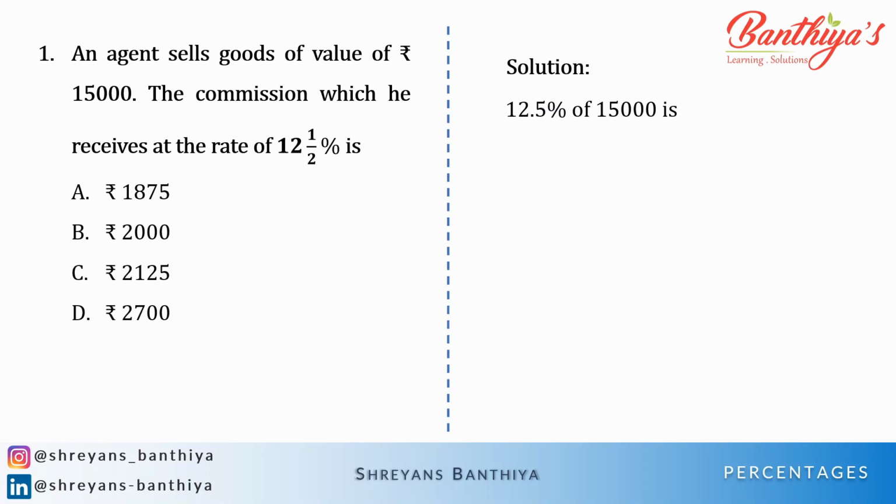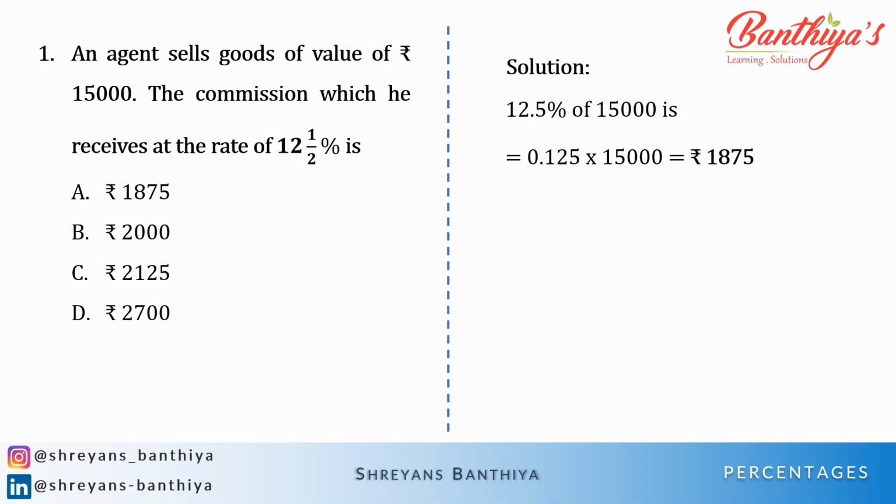12.5% of 15,000 is 0.125 into 15,000, which equals 1875 rupees only. Now this is a very traditional method of doing it, and it will take time because 0.125 into 15,000 will take a lot of time. But now let's see how we can make this question easy to solve.